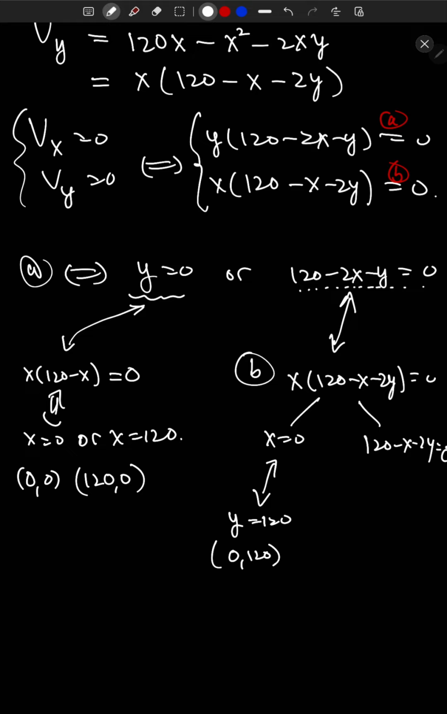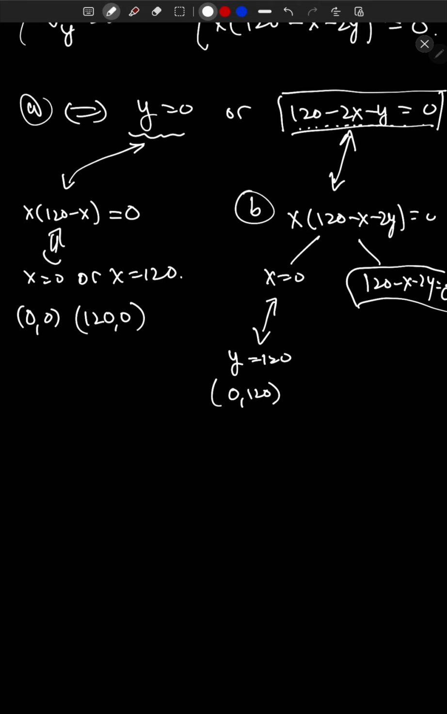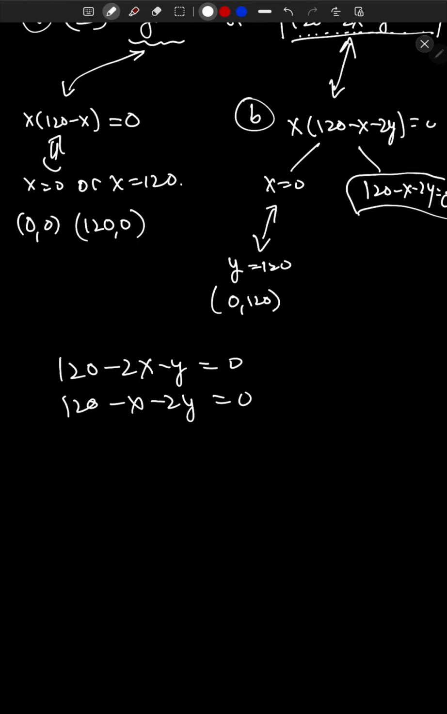All right. And then finally, we go to this last bit here. In this last situation, we have two equations. We have 120 minus x minus 2y equals 0, and we still have that one from equation A, 120 minus 2x minus y equals 0. And so we have to solve this system of equations, this linear system of equations. So do this with whatever technique you're comfortable with.